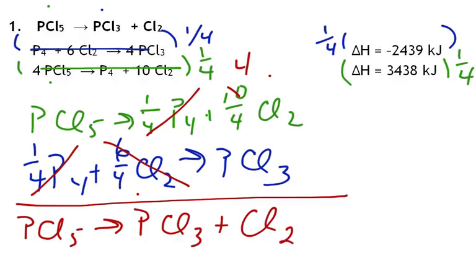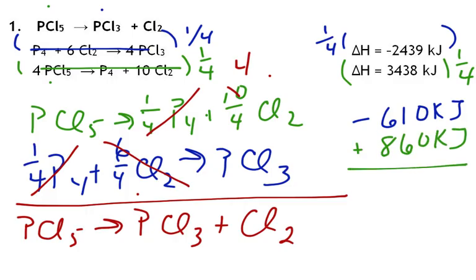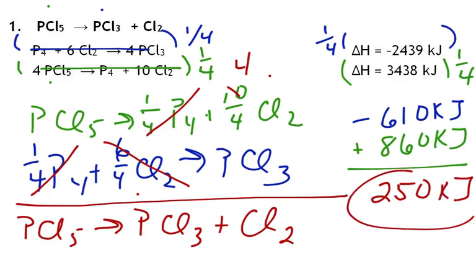So going ahead and doing the math, 1/4 times negative 2439 is equal to negative 610 kilojoules. 1/4 times 3438 is equal to 860 kilojoules. So we add those together, and we get for our answer that the heat of our target reaction is 250 kilojoules.